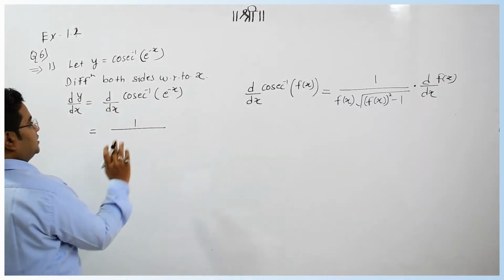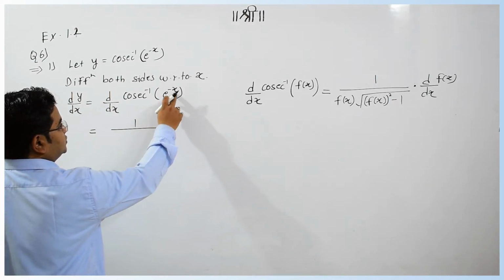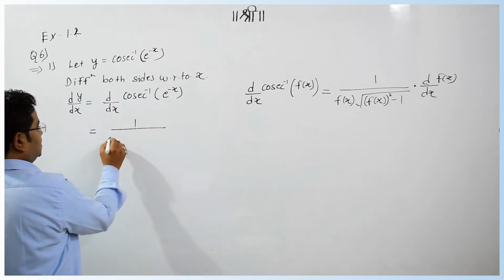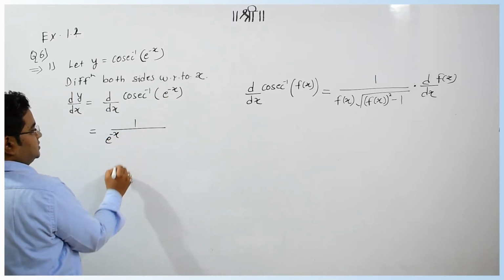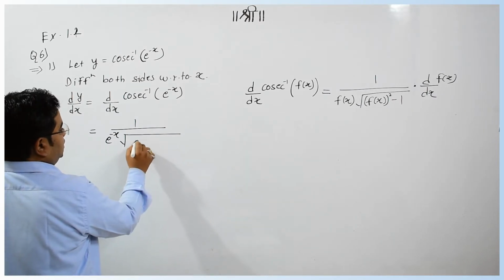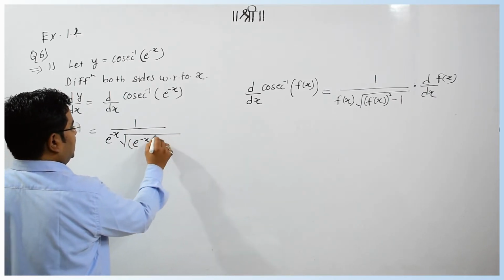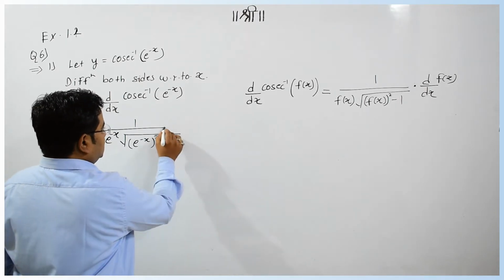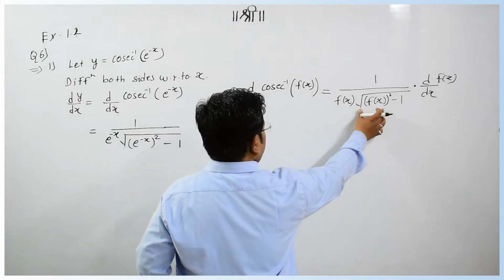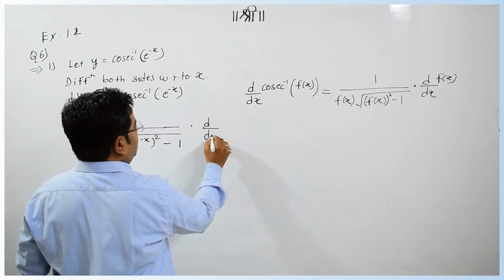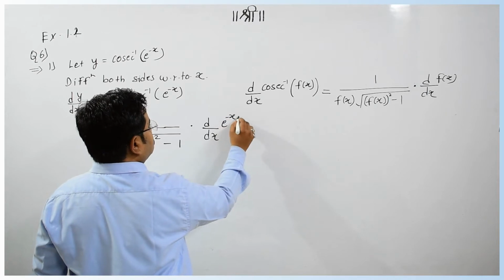मी आता फक्त रकान्यामध्ये किमती भरणार आहे. माझा f of x किती आहे, e raised to minus x. सो माय f of x इज what, e raised to minus x. सो e raised to minus x अंडर रूट ऑफ what, e raised to minus x ब्रॅकेट स्क्वेअर. ओके, परफेक्ट, मायनस 1. So half part is done. Now we need to again put the next part, d upon dx of e raised to minus x.